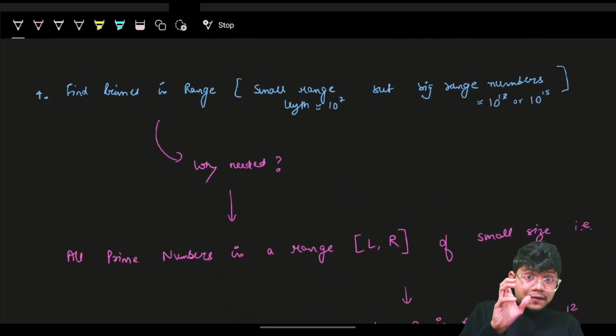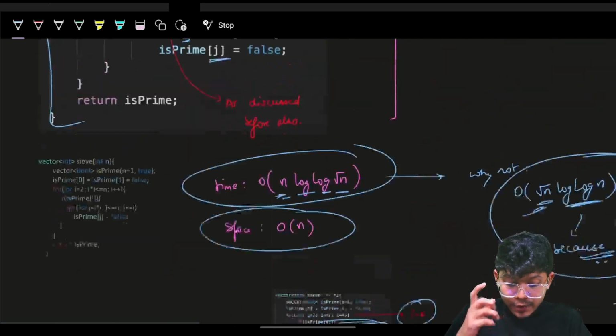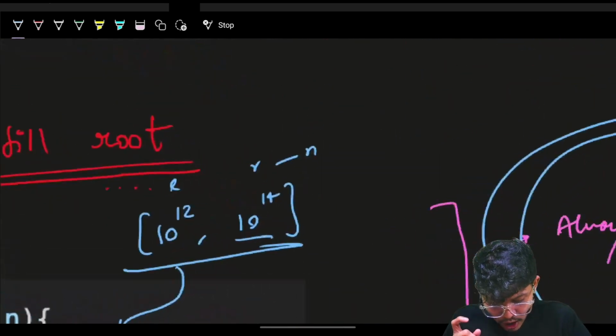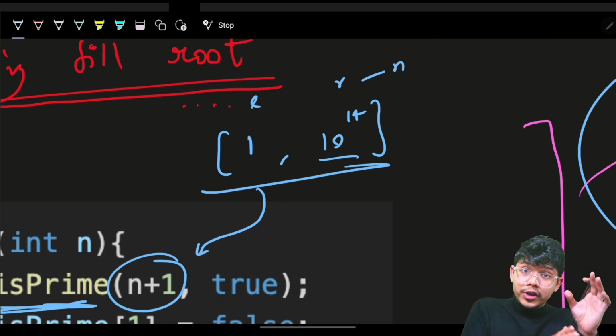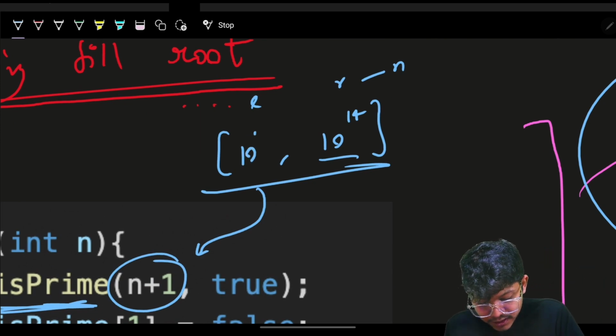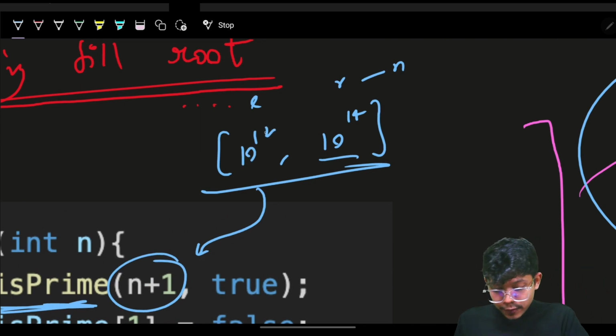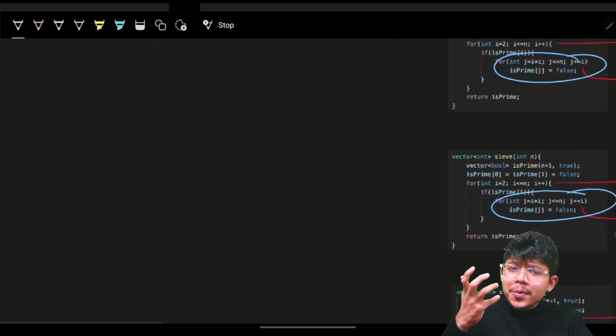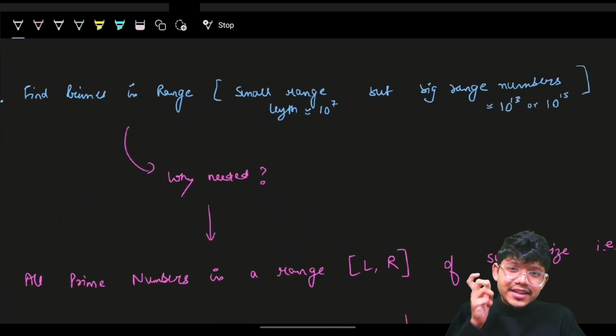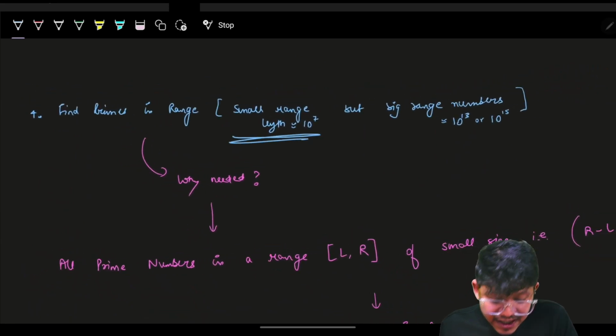See, firstly figure out what this case actually is. I'm not saying that I am trying all the numbers from 1 to 10 to the power 14. No, I am saying 10 to the power 12 to 10 to the power 14. That is my actual range. What is different in this range? What is so special in this range? What is special is that the range length is small.